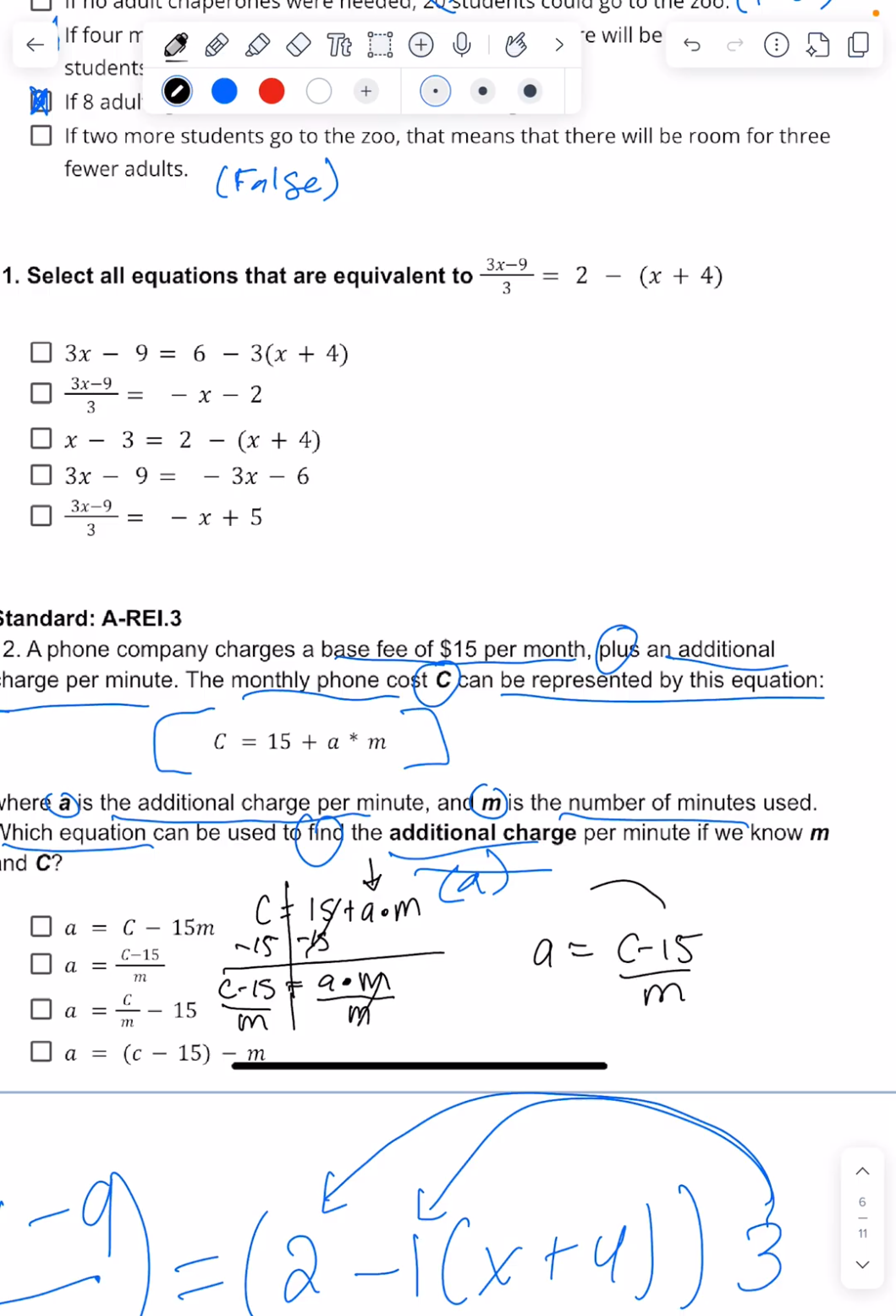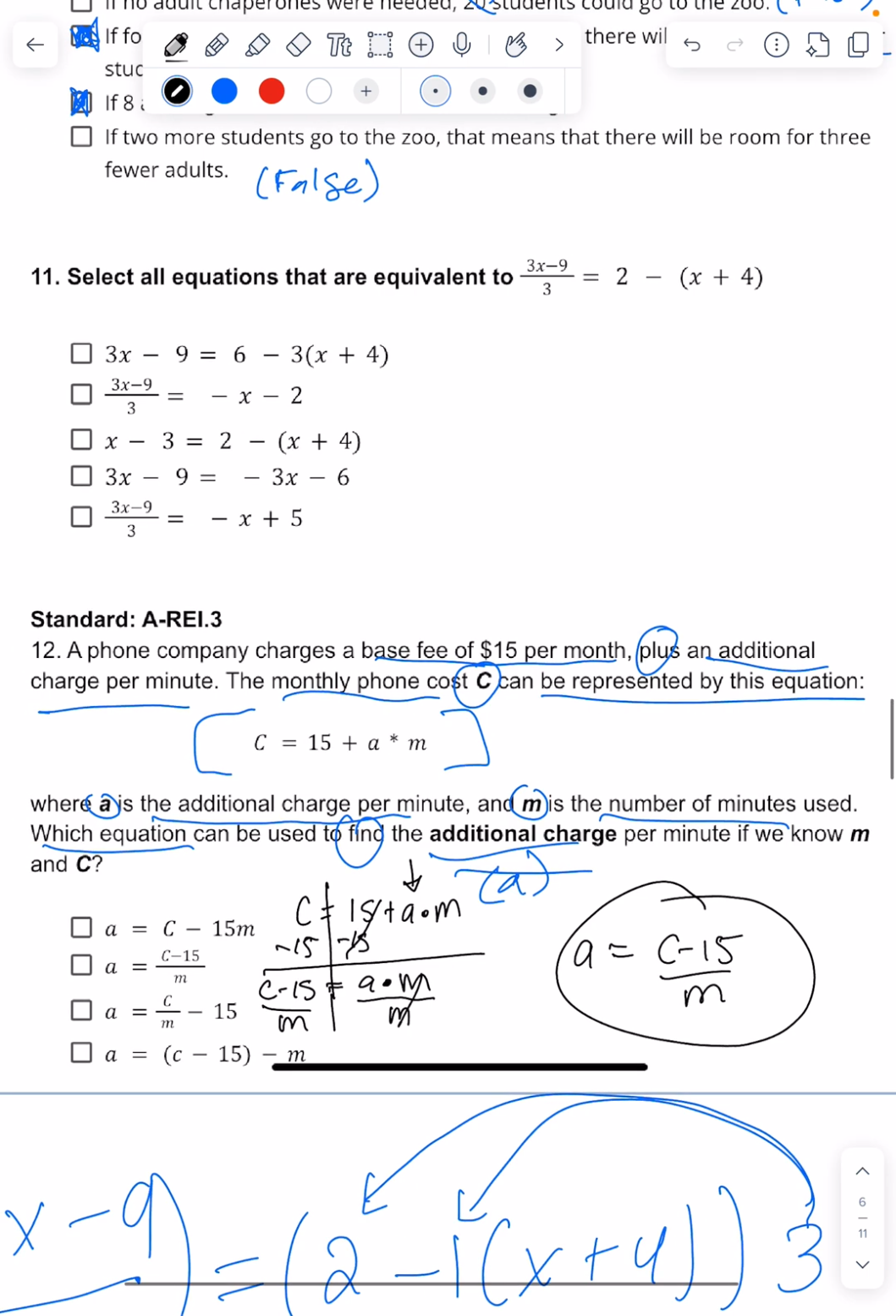Okay, so in this case, this would be the final equation. That one would match with our second option here. So it was option 2.